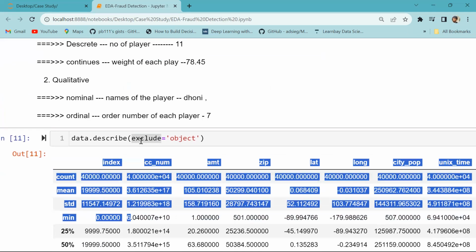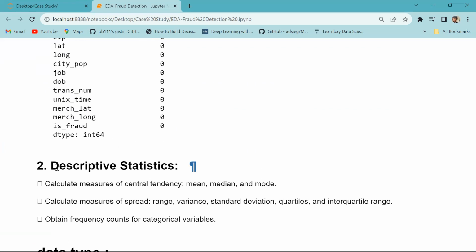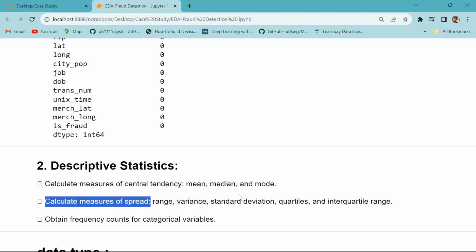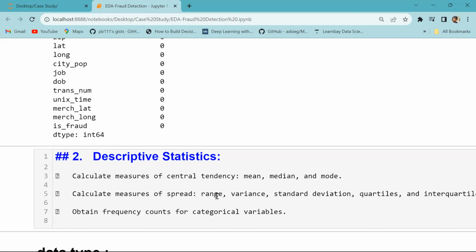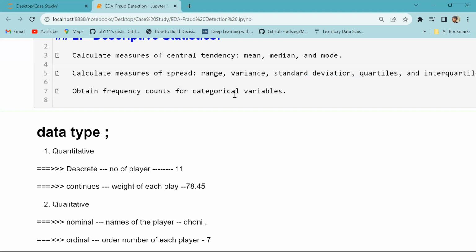Just remember this single statement: describe is the function that helps you understand the descriptive statistics. The descriptive statistics give you measures of central tendency and measures of spread. Range is max minus min. You know the variance formula, and if you know it, we can calculate the standard deviation, the square root of the variance.